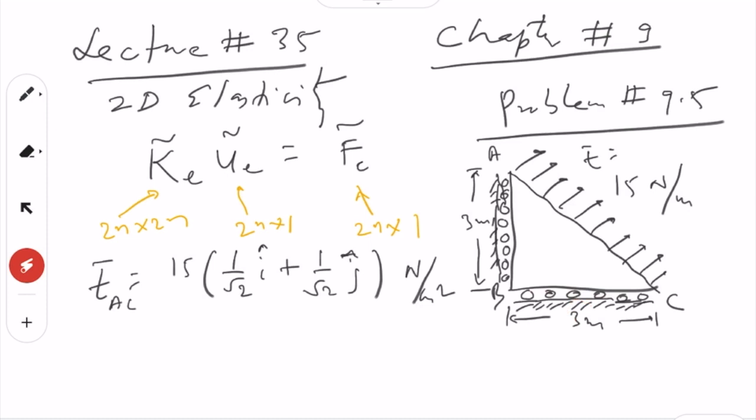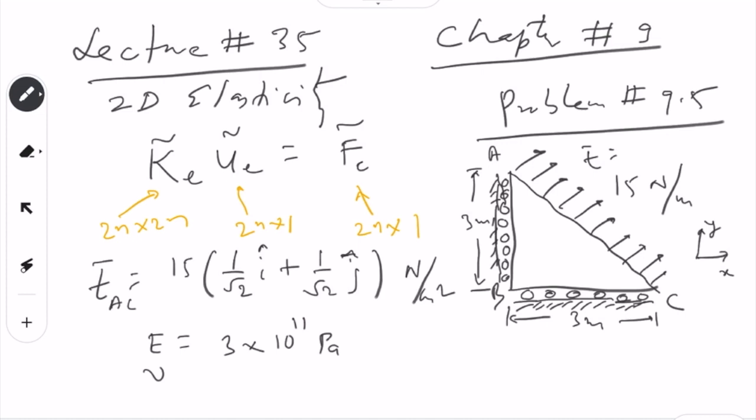Now, what else is given? It is given x and y: this is x, this is y. So 3 meters here. What else is given? E is given to be 3 times 10 to power 11 Pascal, and Poisson's ratio nu is given to be 0.3.